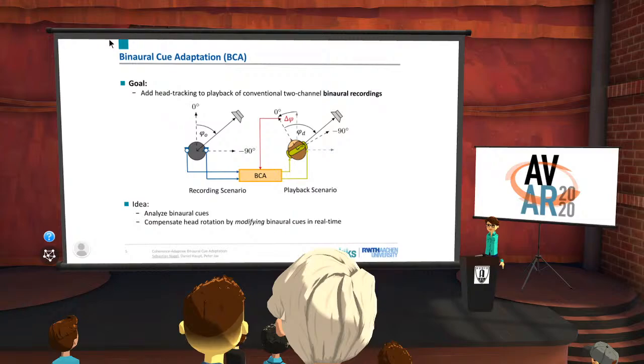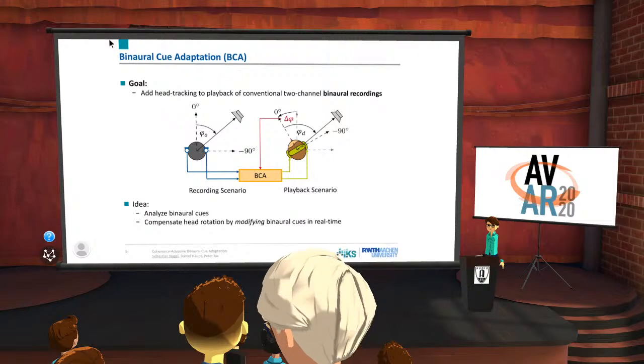The idea is shown here in this sketch. In the recording scenario, we have some artificial head or some recording device with 2 microphones, and there's maybe a sound source at a certain angle that's called phi original here. Then we take the ear signals, the microphone signals, and transmit them. Now if we have a listener who's looking into a slightly different direction, maybe looking slightly to the left compared to the original device, then in order for him to perceive the sound source in the same spot, we need to shift the sound source a bit to the right. So we need to rotate the scene contrary to the listener head rotations. To do that, we use the binaural cue adaptation algorithm. We measure the head rotation angle with a head tracker, and we adapt the binaural cues in real time by applying a filter.